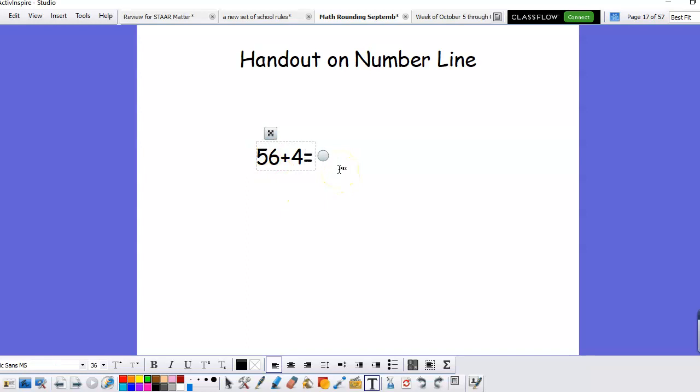I asked them the different ways that they did it, and a couple of people said they counted on: 57, 58, 59, 60. So they said the sum was 60. I also had one person who did the regrouping, who said 6 plus 4 is 10, and then you add a 1 to the 5, which would make it 60. Just some different ways. We're going to really work hard tomorrow on regrouping and discussing the algorithm for regrouping.